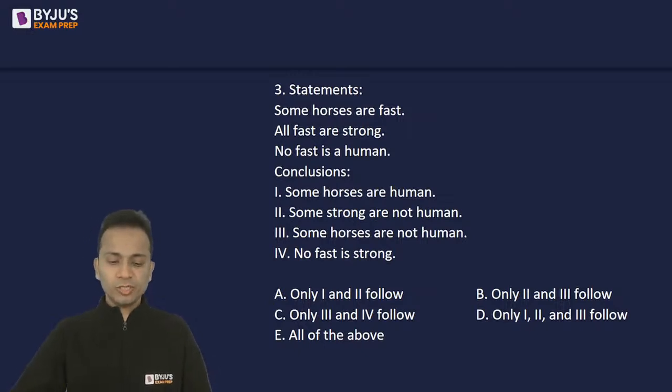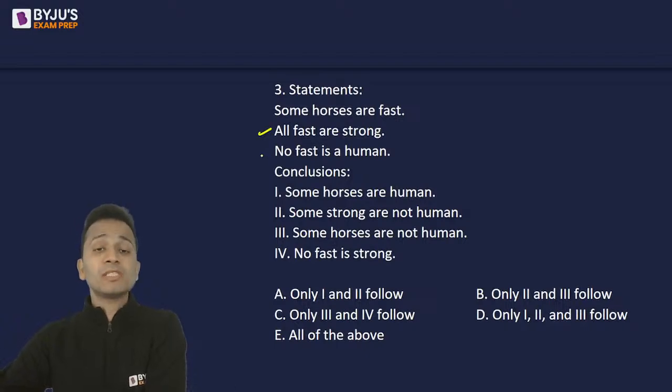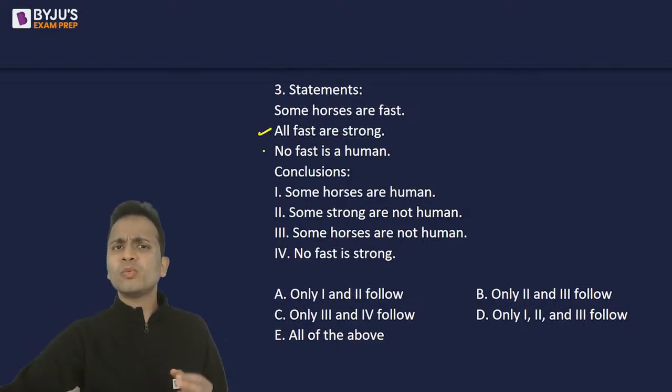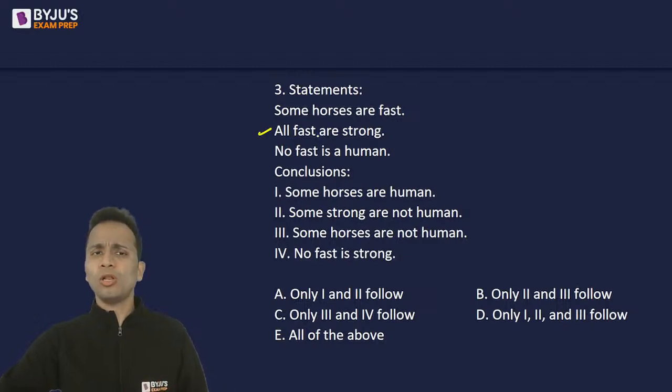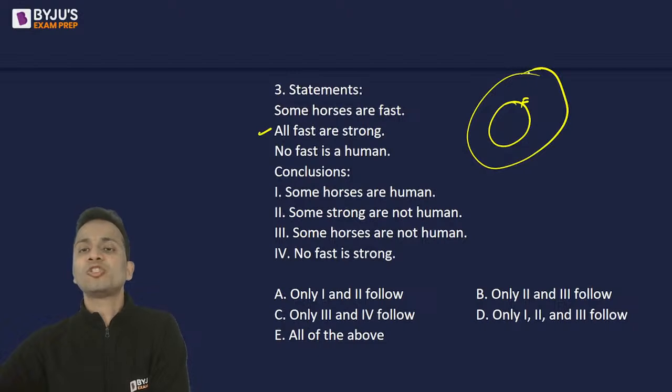Nice, nice, very good. So let's draw. Let's start with these statements. Generally, you all must start with the definite statements like all or no. The statement with some, reserve it, and try to draw the circle for these types of statements at the end. So all fast are strong. So these are fast and all of them are strong. So the circle of fast is small, the circle of strong is bigger.